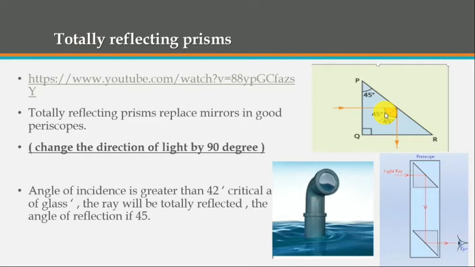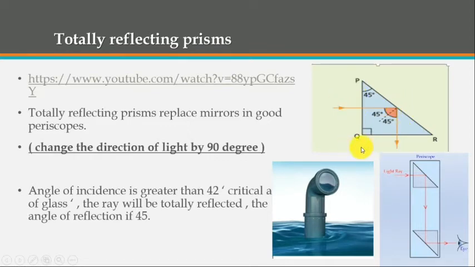Here the angle between the incident ray and the normal is 45. 45 is more than 42, so what will happen? Total internal reflection, also with angle 45. Now what will happen to this ray? It will continue moving in a straight line and it will leave the prism in a straight line, because here it is perpendicular to the surface.